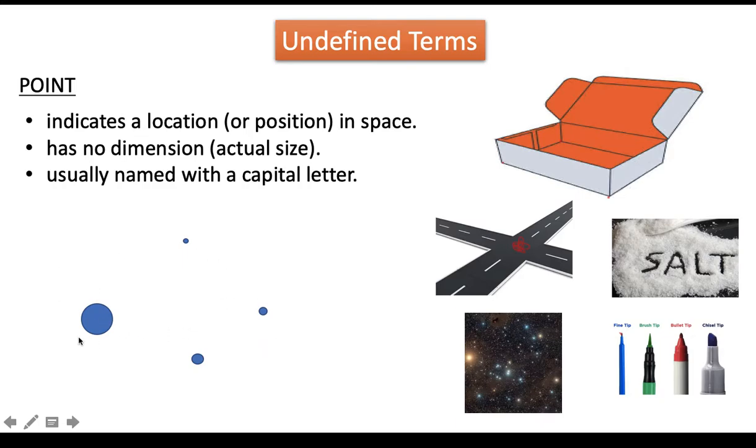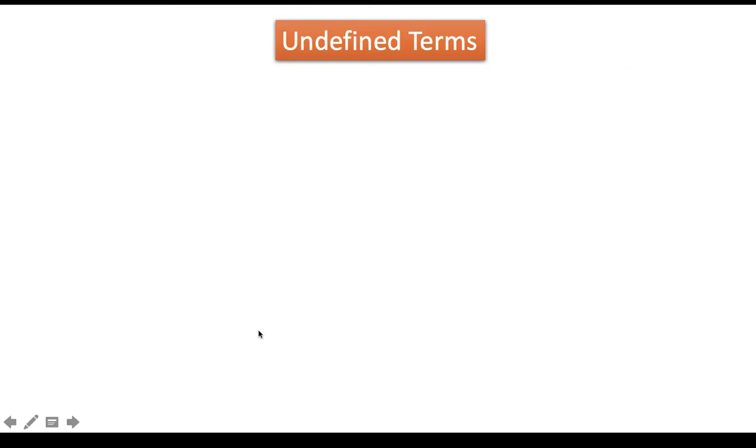So it can be of any size, and it is still called a point. It can be named using a capital letter. So let's say this is point A, this is point B, point C, and point D.